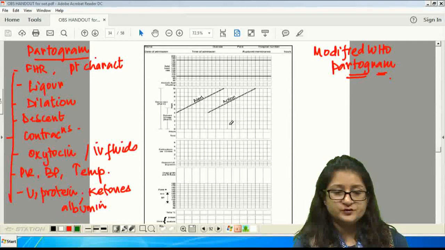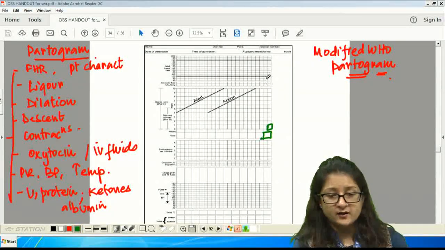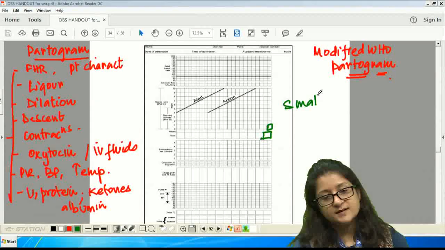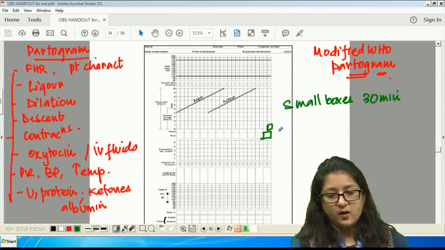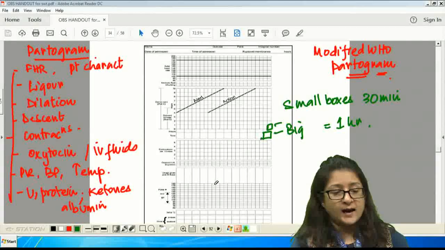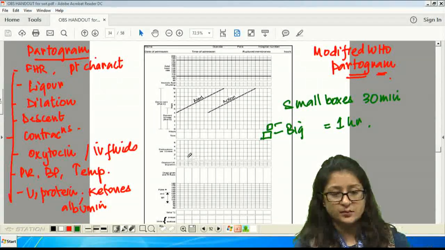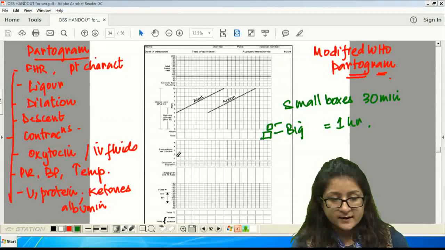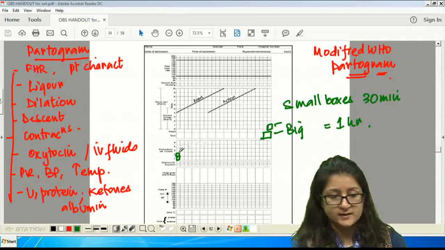Another important point you have to remember is these big boxes and these small boxes, right? The small boxes represent 30 minutes and the big boxes represent 1 hour. Another important point: the contractions are plotted here. Contractions are plotted every half hour, as you can see here.